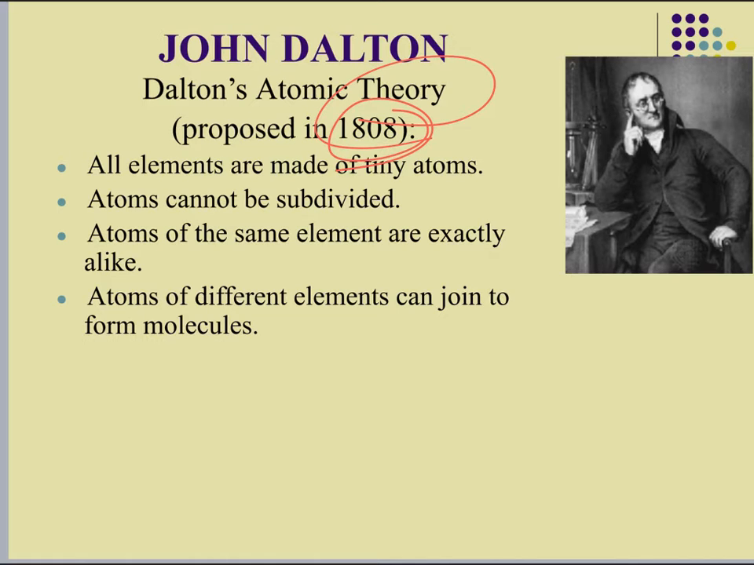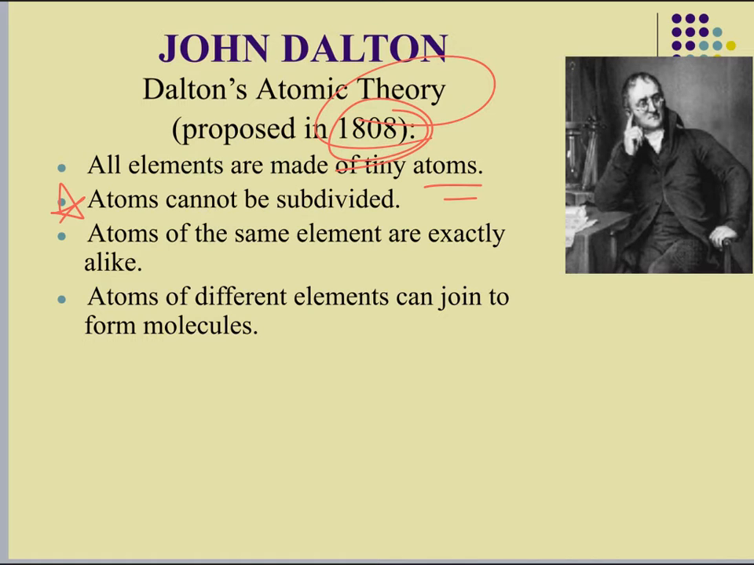So the first postulate is that all elements are made of tiny atoms. This sets the precedent that atoms are the building blocks of molecules. It also says atoms cannot be subdivided. Well, that's kind of true, but they can be divided into protons, neutrons, and electrons. However, if you go that small, you lose the physical properties. So they can't be subdivided without losing their identity or physical properties.